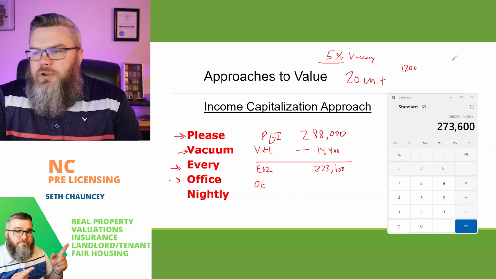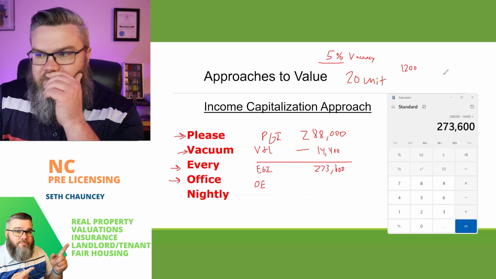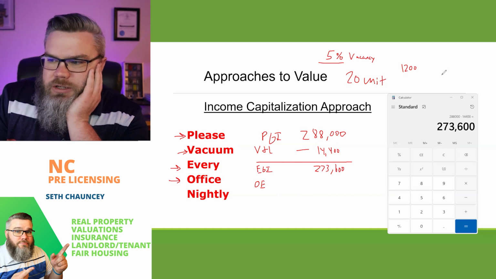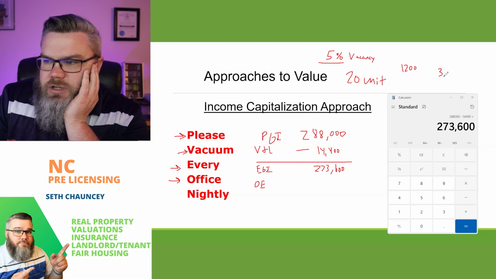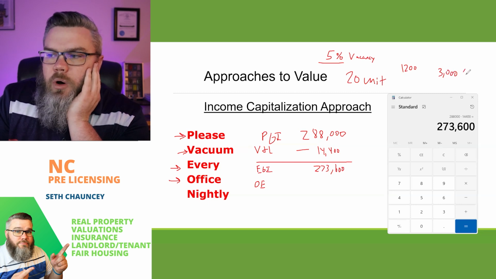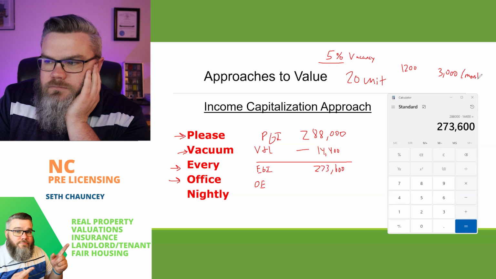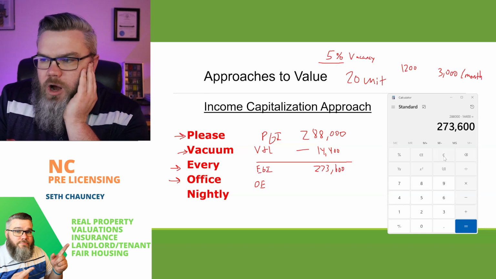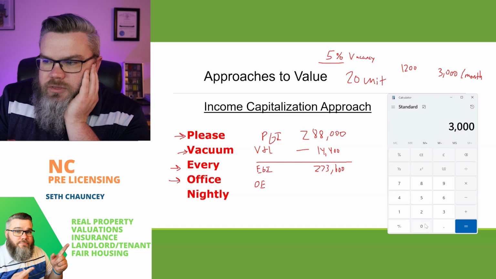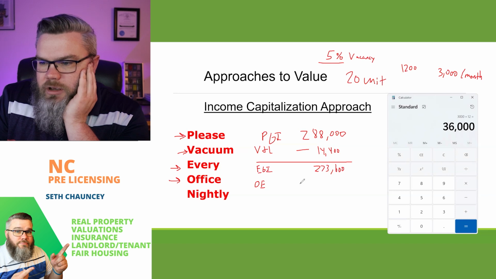Now, be careful here. If I was to tell you the operating expenses were $3,000 a month, what would you have to do with that information? Multiply by 12, because we always deal with a year. So $3,000 a month in operating expenses times 12 would give us annual operating expenses of $36,000.